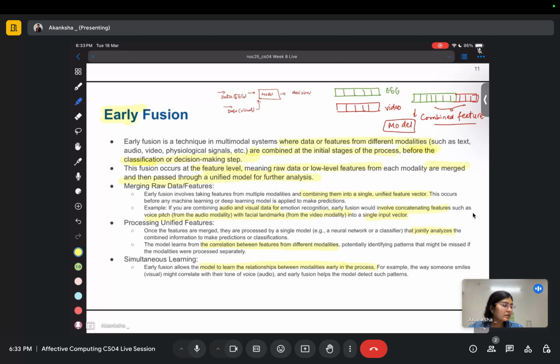Let's say someone smiles, and that might correlate with the tone of voice, that the tone is also changed. If a person is sad, then the pitch is, let's say, more on the lower side, and the voice becomes heavier. And if you're happy and excited, then the voice becomes shriller. So early fusion helps us to detect these kinds of patterns.